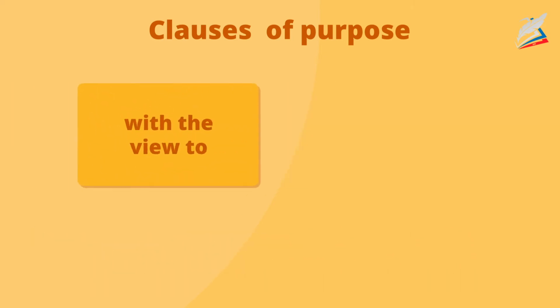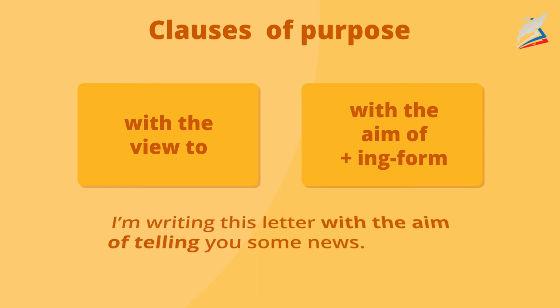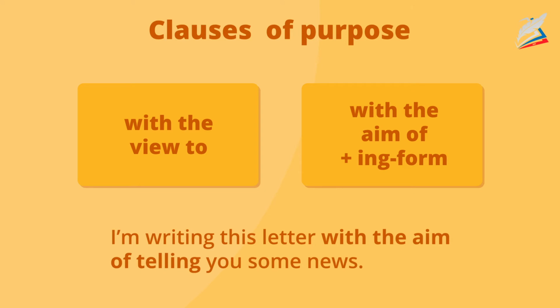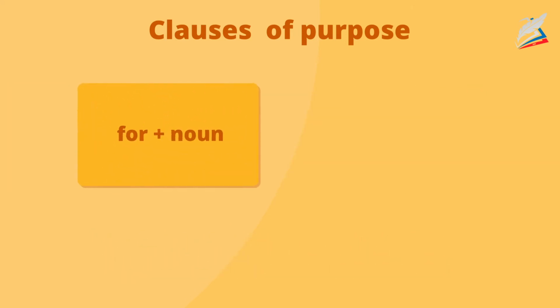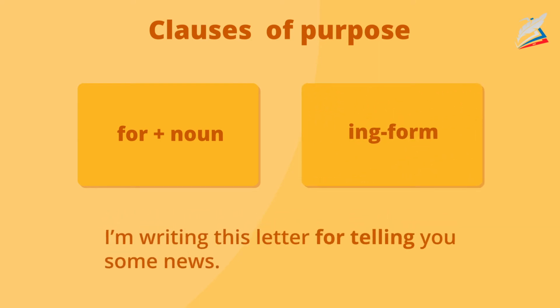With the view to, with the aim of, plus ing form. I'm writing this letter with the aim of telling you some news. For plus noun, ing form. I'm writing this letter for telling you some news.